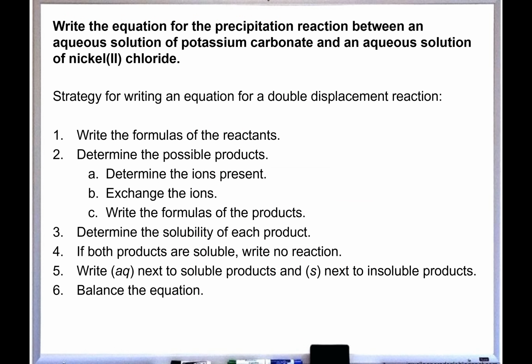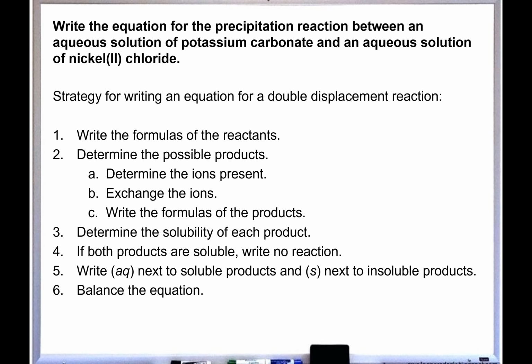So let's go through an example. It says, write the equation for the precipitation reaction between an aqueous solution of potassium carbonate and an aqueous solution of nickel 2 chloride. One thing we have to know is how to write these compounds if they're not given to us. Firstly, it says write the formulas for each of the reactants. So we'll just write potassium carbonate plus nickel 2 chloride.